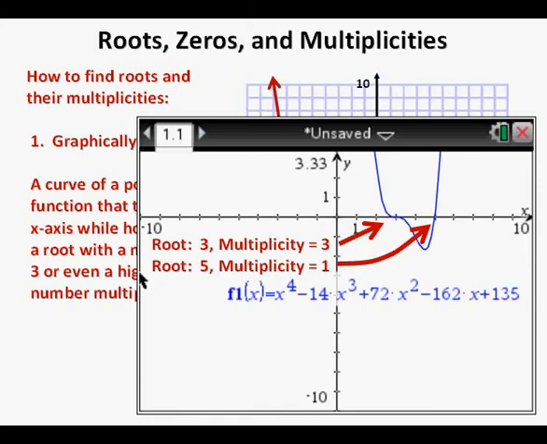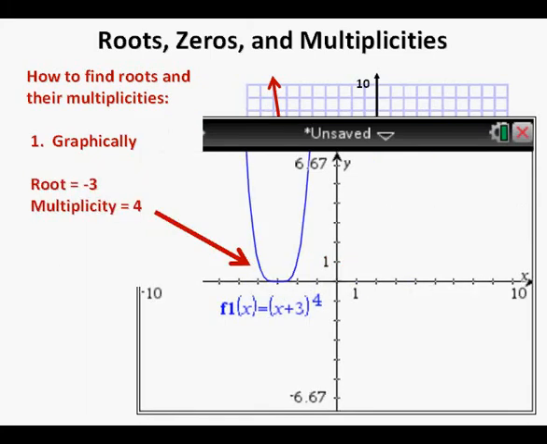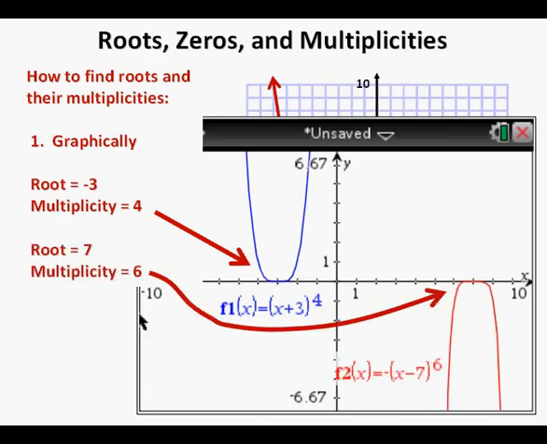Finally, we'll look at higher even-numbered roots. Here's a function with a root value of x equals -3 with a multiplicity of 4. Note that it looks kind of like a double root, but the function is smashed more into the x-axis than a parabola or a quadratic function. Now on the right, in red, we have a function with a root value of x equals 7 and a multiplicity of 6. I hope you can see that the curve is smashed even flatter against the x-axis.